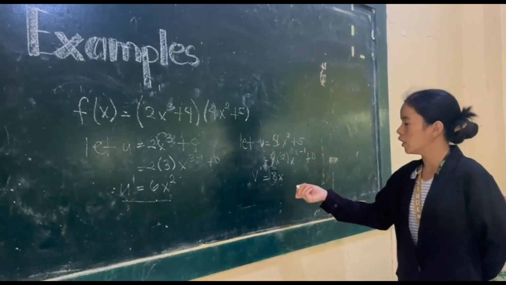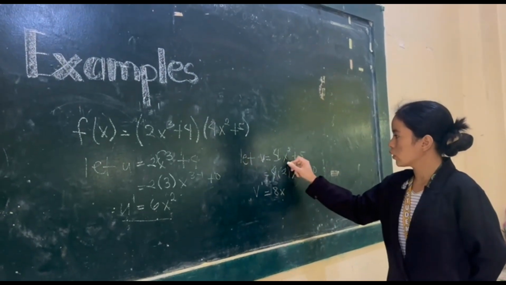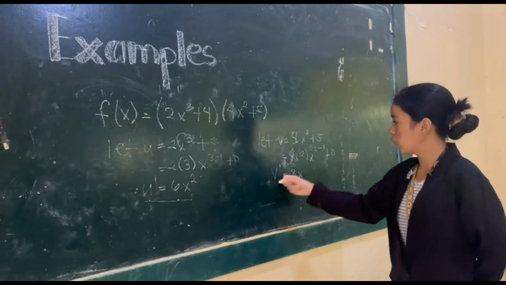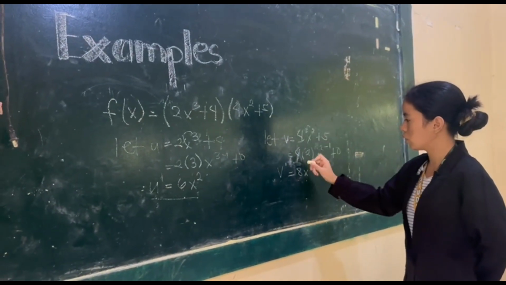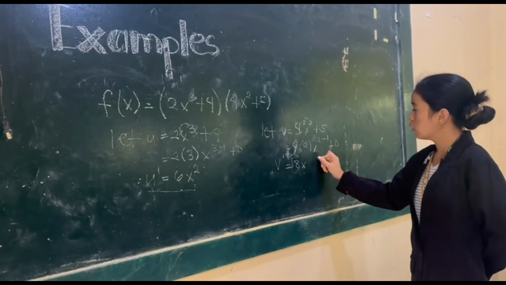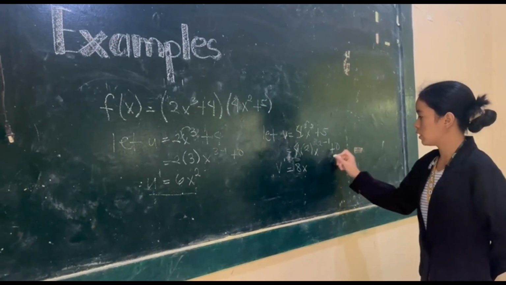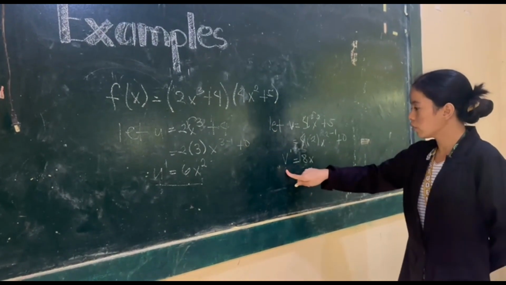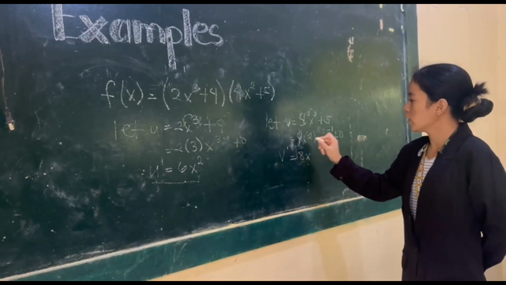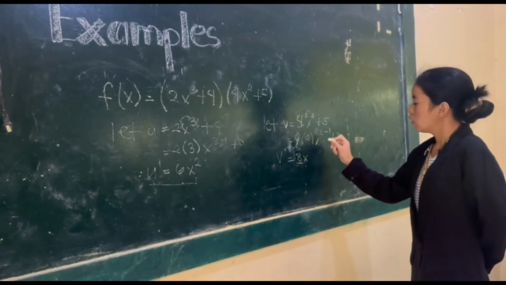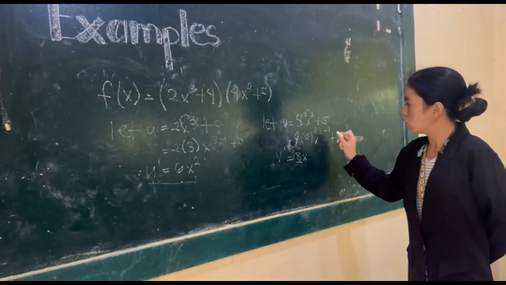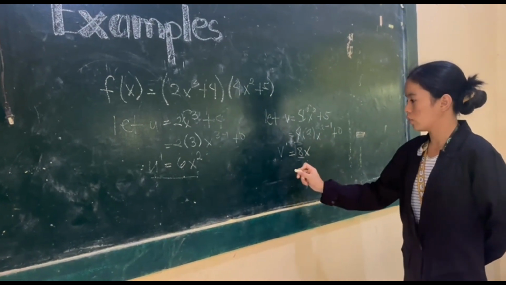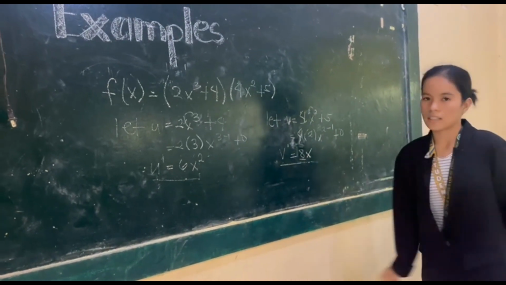So, sa v naman, it is 4x squared plus 5. So, to get the v prime, substitute them. So, magiging 4 times 2, x raised to the power of 2 minus 1 plus 0. Same process sa u. So, to get the v prime, 4 times 2 is equal to 8. 2 minus 1 is 1. So, imbis na 1, i-write siya as x. So, the v prime is 8x.